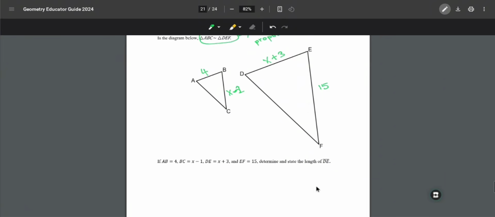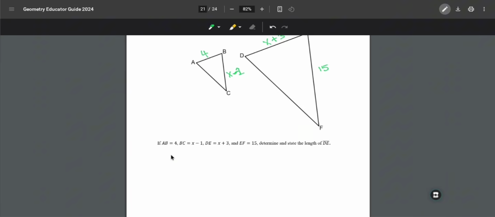So if I know that the length of my sides are proportional, I can write a proportion. So I can do side AB to BC is equal to side DE to EF, which would look to be 4 over x minus 1 is equal to x plus 3 over 15. And when I cross multiply, I'm going to get 60 equals x squared plus 2x minus 3. Okay, just simple FOIL. X minus 1, x plus 3.